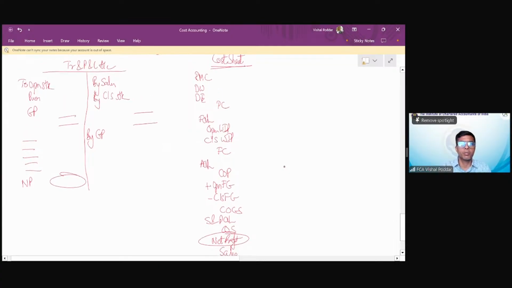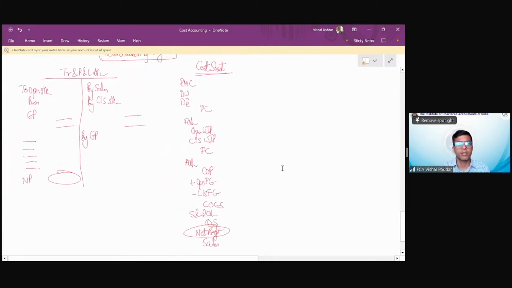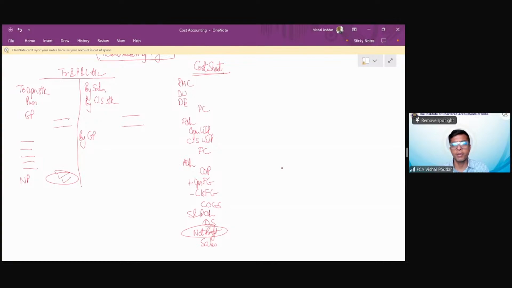Now please understand what the point is. The point of reconciliation is the net profit which is appearing here and the net profit that you get in your cost sheet. Now, we are dealing with the books of the same person, same business, same year, but the profit which is appearing in my trading P&L, that is financial books, and the profit appearing in one of my statement from the cost books, that is the cost sheet, will always be different.